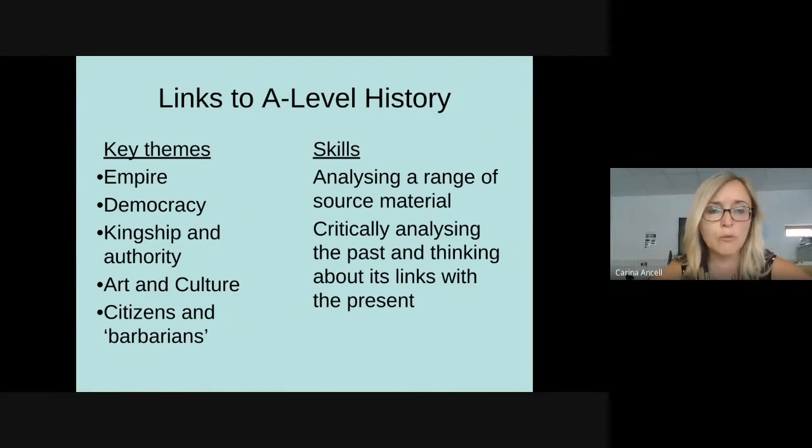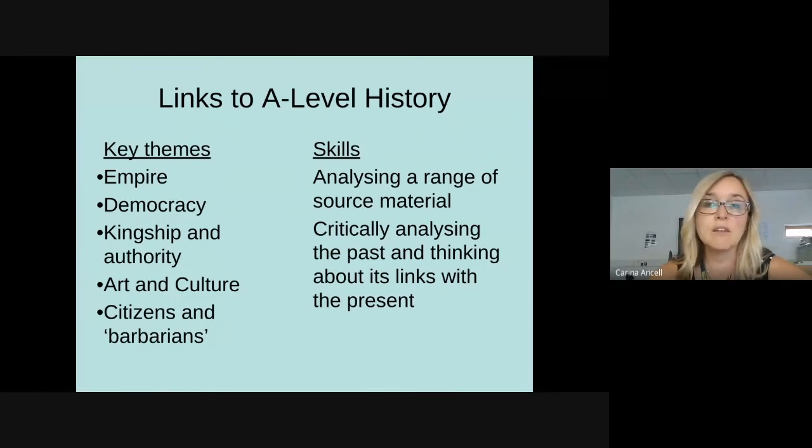And the second unit is 17th century British history. So we're looking at the period between 1625 and 1660. And we're looking at the reasons why there was a civil war in England, why King Charles was executed in 1649, and then also what happened to the British Republic under Oliver Cromwell and why it only lasted until 1660. So hopefully what you can see there is a lot of links between history and classics.